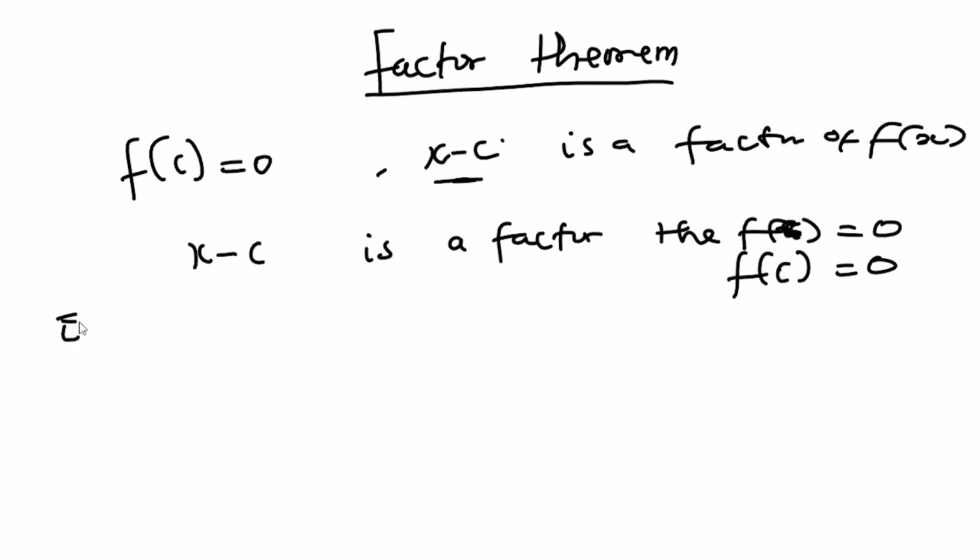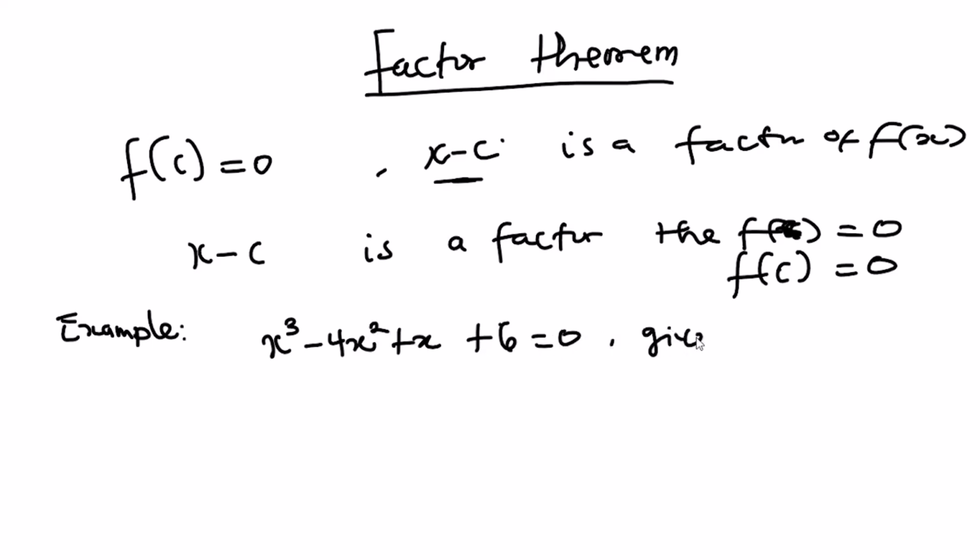Example, solve the equation. We have to solve the equation x cubed minus 4x squared plus x plus 6 equals 0, given that 3 is a zero of f of x.